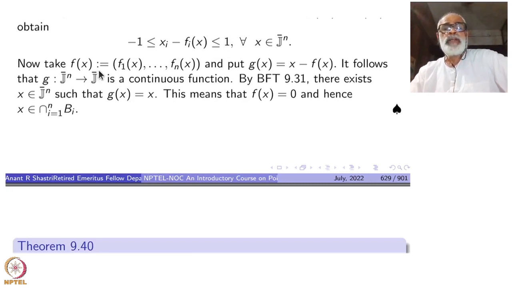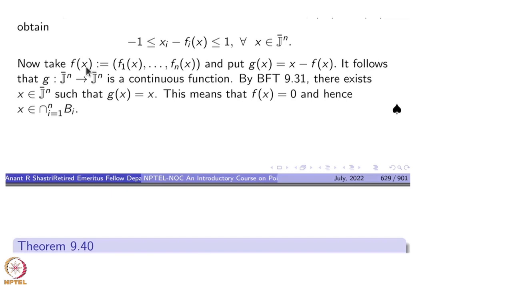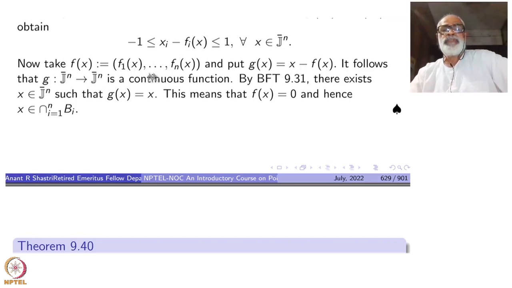Therefore, if I define f(x) equal to (f1, f2, ..., fn) and g(x) equal to x minus f(x), then what happens? f is a function taking values inside Rn, but g(x) will be taking values inside Jn bar. It will be always between minus 1 and plus 1, all the coordinates. So, obviously, both of them are continuous. Therefore, you have got a function from the closed rectangle Jn bar to Jn bar, and we can apply Brouwer's fixed point theorem.